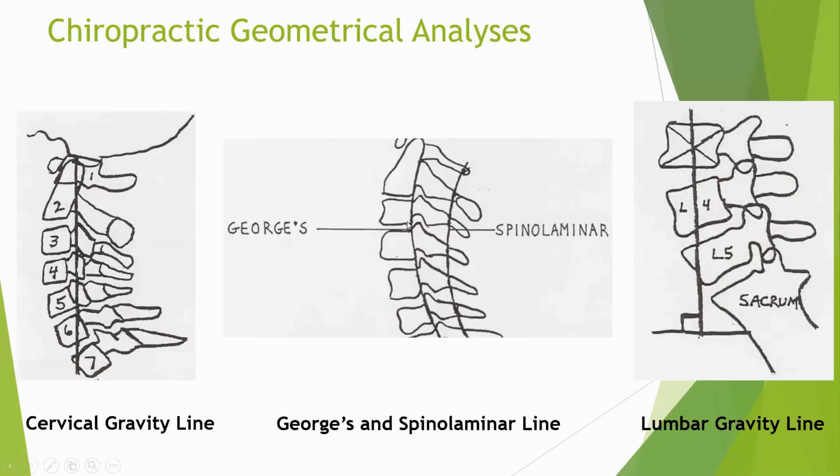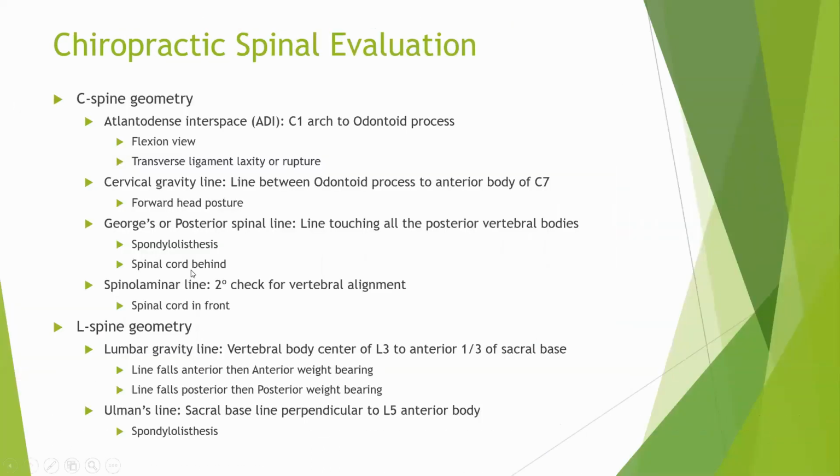So that's why it is very critical that the vertebral bodies are all in the same line or same plane. Actually, it's not a straight plane, it's a curvilinear plane. All right, second, what is this spinolaminar line? Spinolaminar line is a secondary check for vertebral alignment.